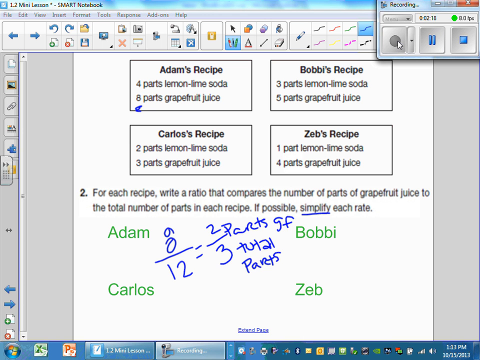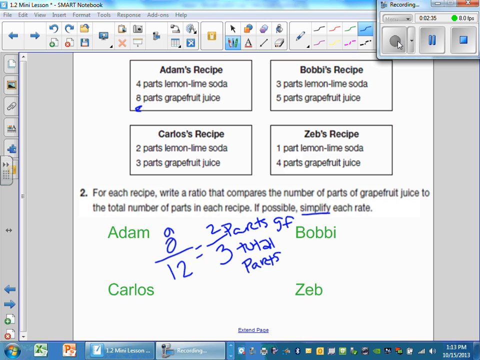You should have found that Zeb's recipe will have the strongest taste of grapefruit. If you did not get Zeb as an answer, I want you to go back and rework the problem. If you are ready to continue, you may continue on to number 4.